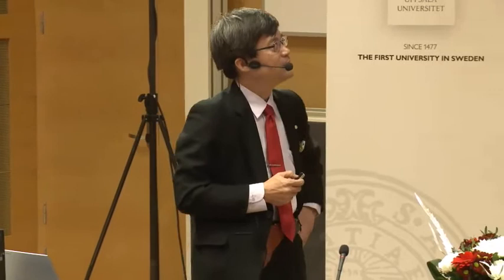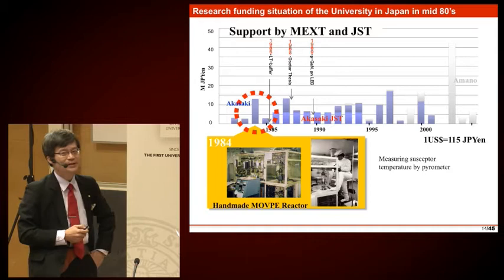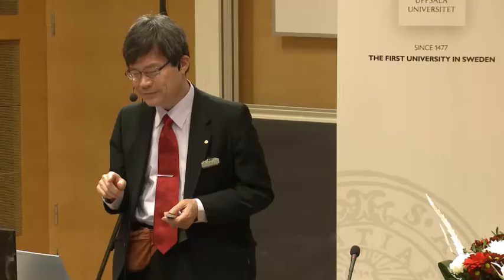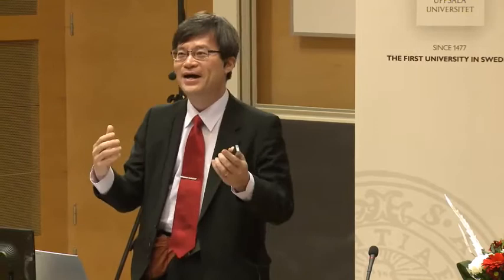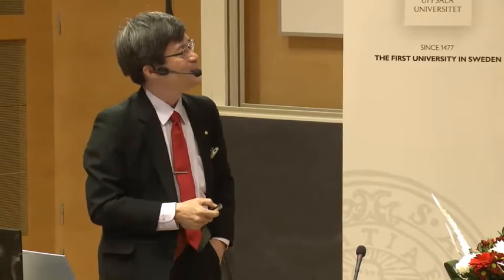But this was the research funding situation of universities in Japan in the mid-80s. We started here, but the research funding was so limited. Basically, only 3 million yen, 30,000 US dollars per year, which is, of course, not sufficient to buy a commercially available MOVPE system. So we had to develop the MOCVD MOVPE system by ourselves. We developed this handmade MOVPE reactor in 1984.